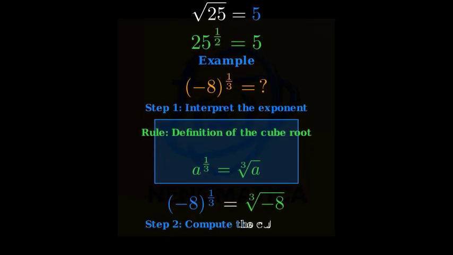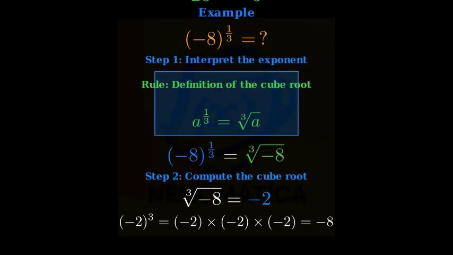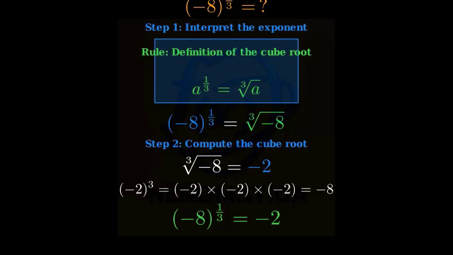Step 2. Now we need to calculate the cube root of -8. The cube root of -8 equals -2, since -2 cubed equals -8. That is, -2 times -2 times -2 equals -8. Therefore, -8 raised to the power of 1/3 equals -2.